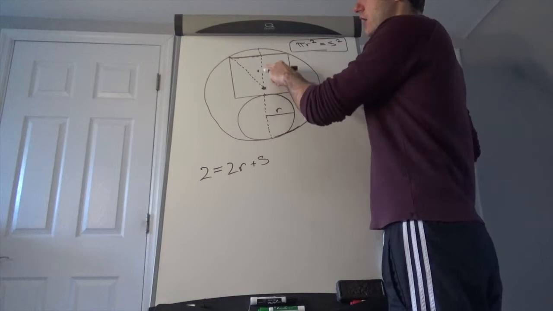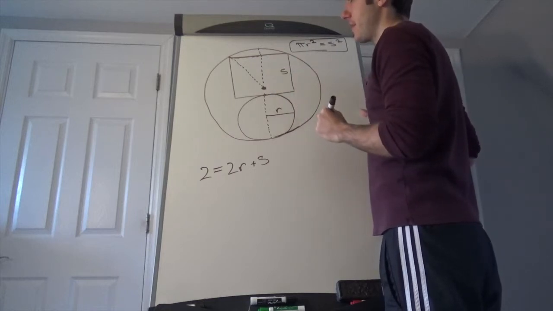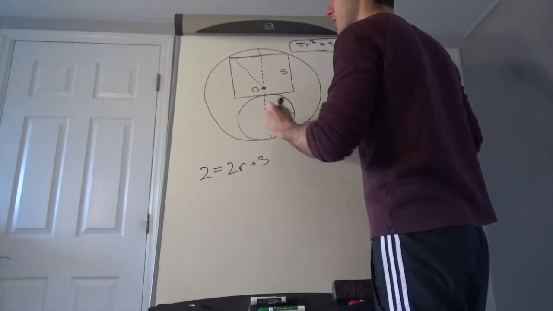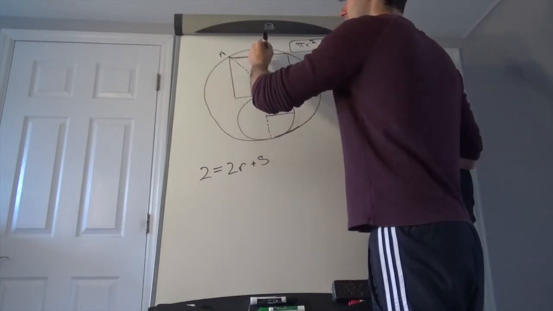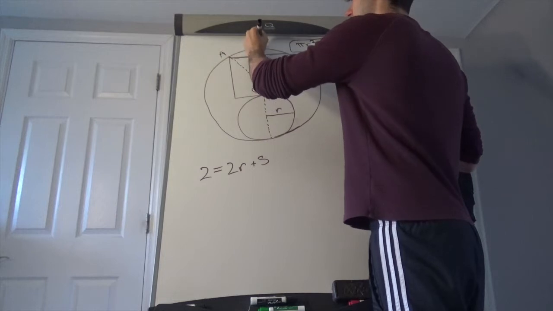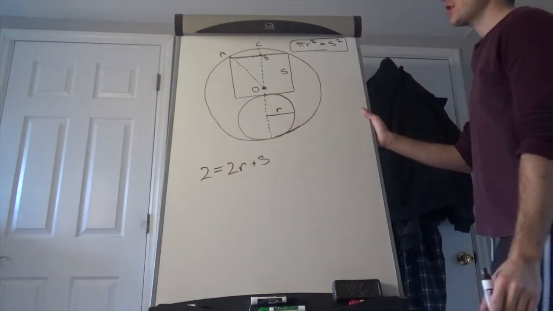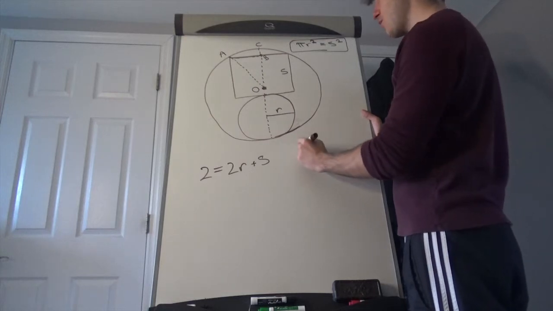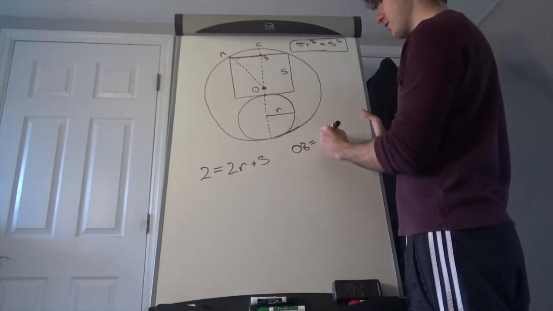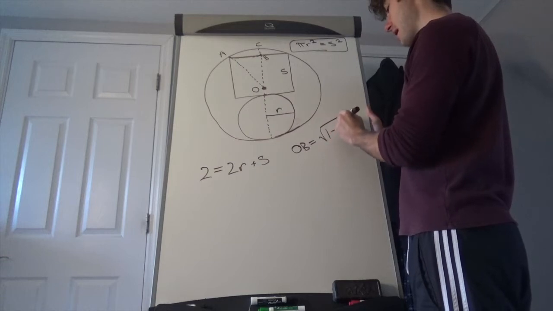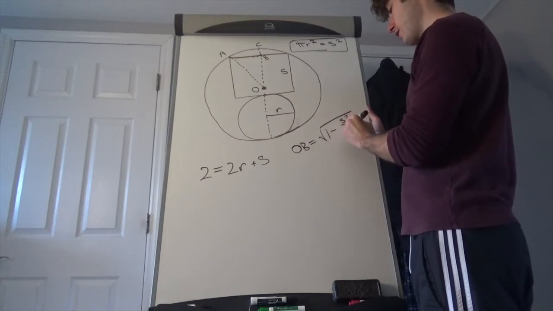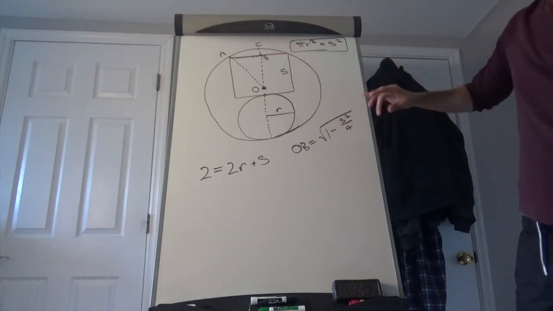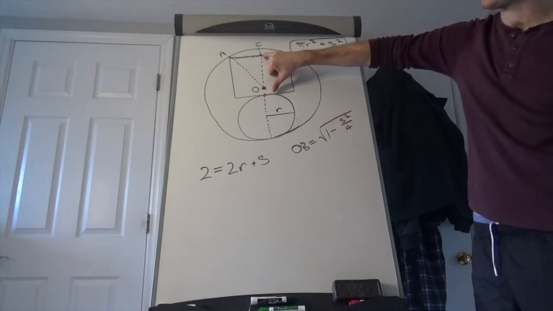Which means that this length here, using the Pythagorean theorem, so I guess I should give them names. This is the center of the circle, I'll call it O for origin. This is A, this is B, and this is C. Okay? So we know that OA is 1, and AB is s over 2, which means that OB is simply, using the Pythagorean theorem, equal to the square root of 1 minus s squared over 4. That is OB.